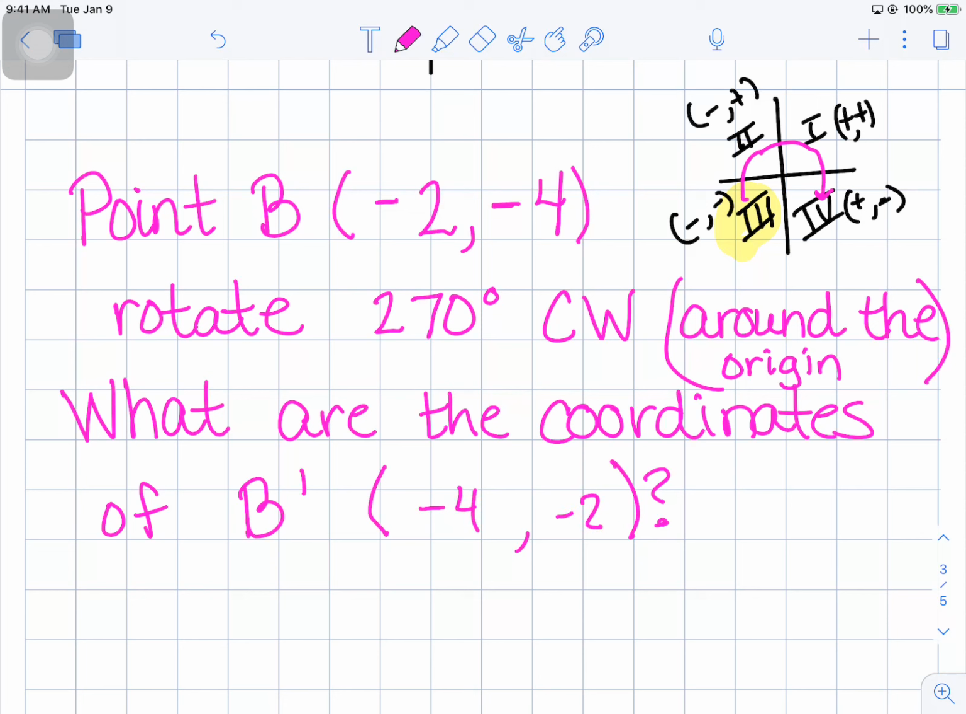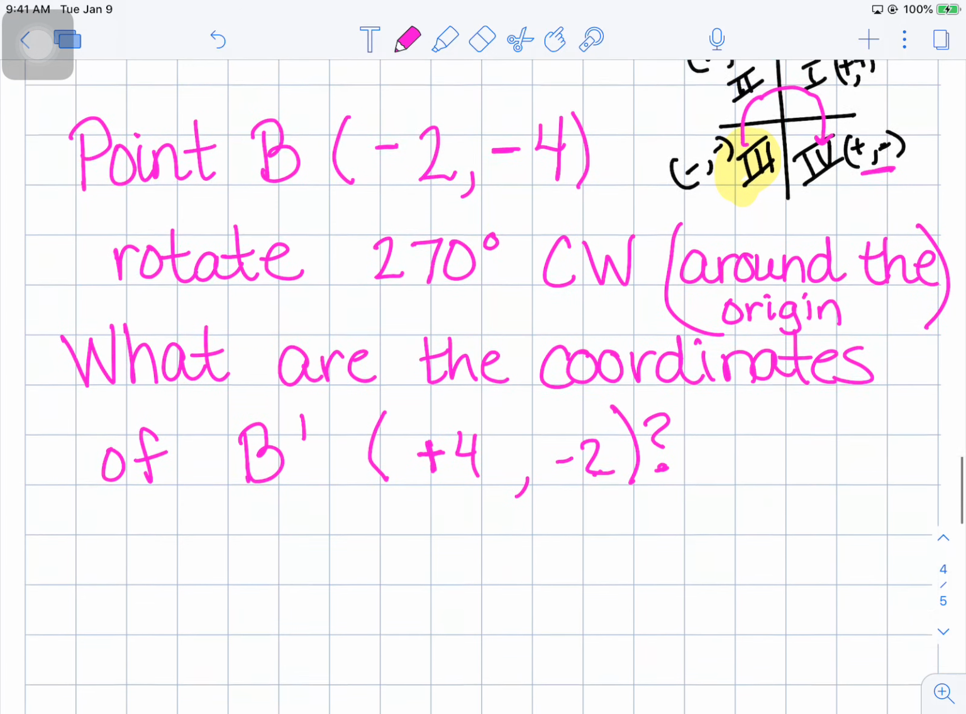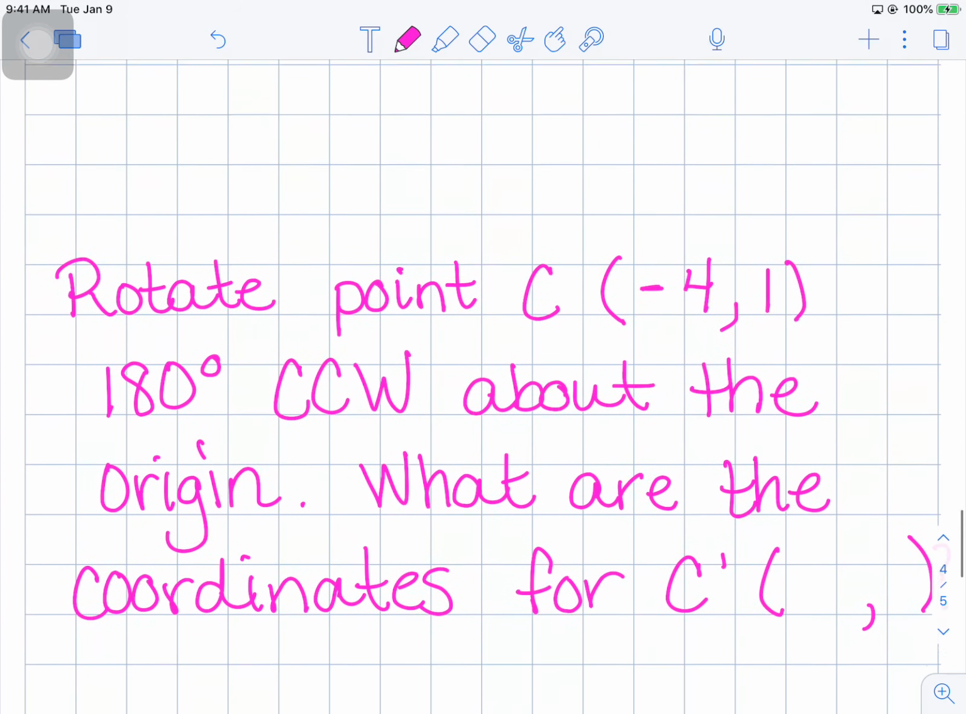And now I got to see, do they match my signs in there? Well, X has to be positive. So I have to take this negative away. So make it a positive 4. And then we can stay negative with our Y. So our coordinates of B prime is 4, negative 2. All right, let's try one more.